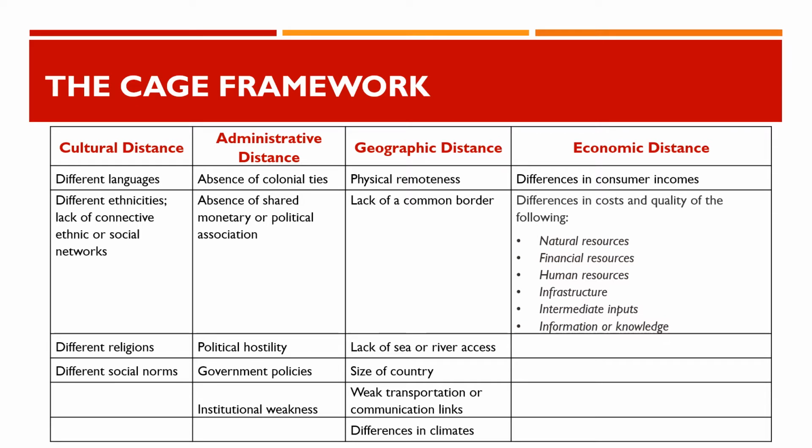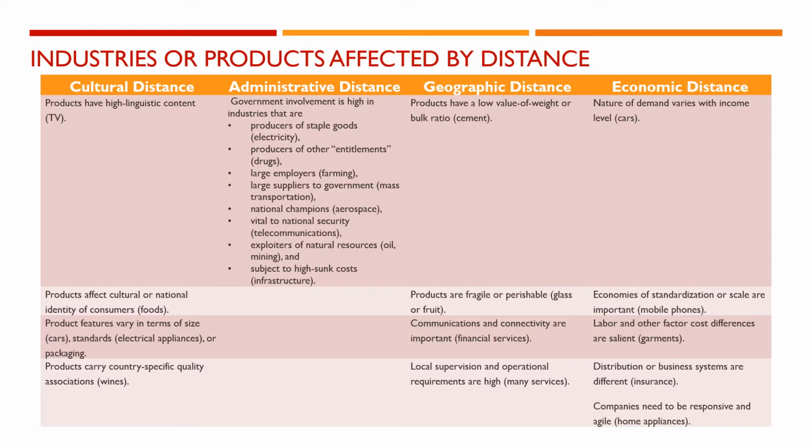This table illustrates the overall framework and the main decision criteria. You will find this table in more detail in your learning manual. This table illustrates how industries or products are affected by distance in the making of international expansion decisions. We will look now in a bit more detail at each of these.